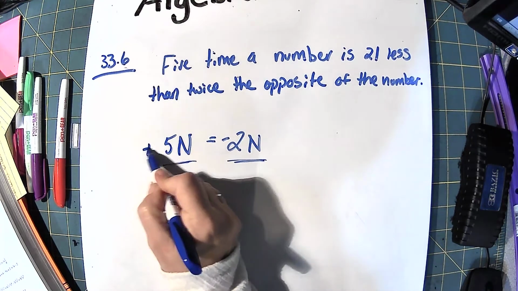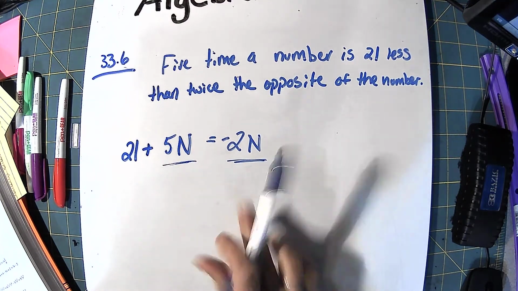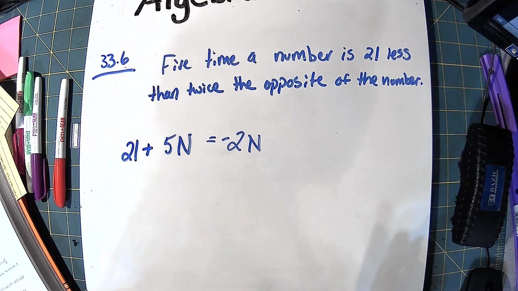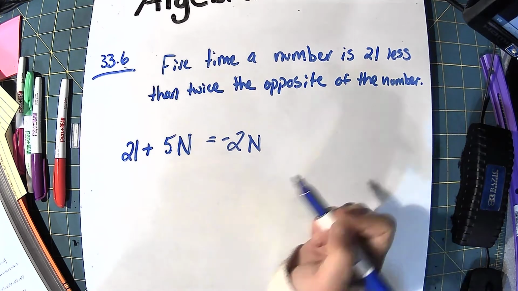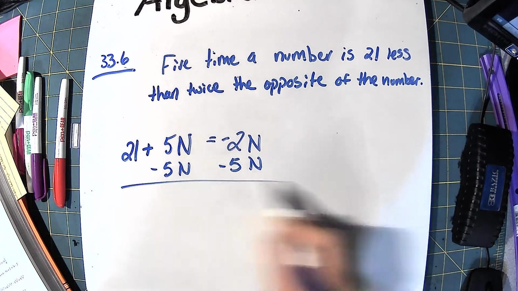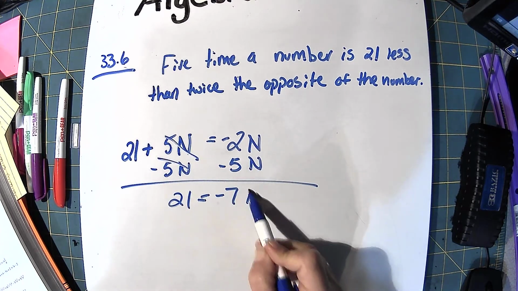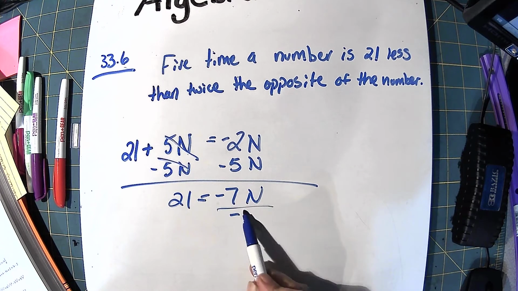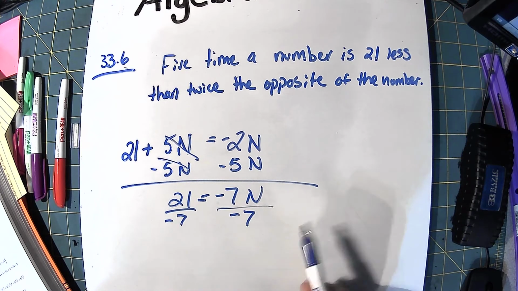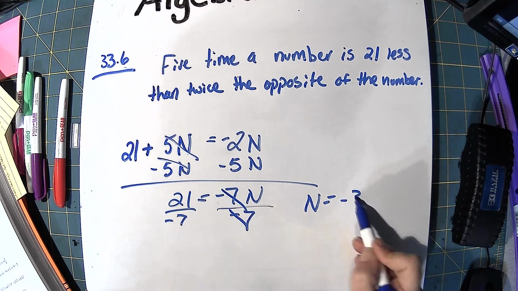So I'm going to add 21 to make them even. If this side was 21 less than this side, you just add 21 over here and it fixes it right up. Or you could have done minus 21 over here. Either way works. Alright, now I just got to solve. So I'm going to do minus 5n on this side, and I'm going to get 21 equals negative 7n. And now I'm going to divide by negative 7, and I'm going to get n equals negative 3.